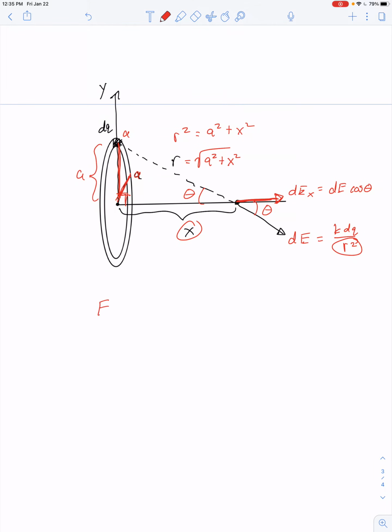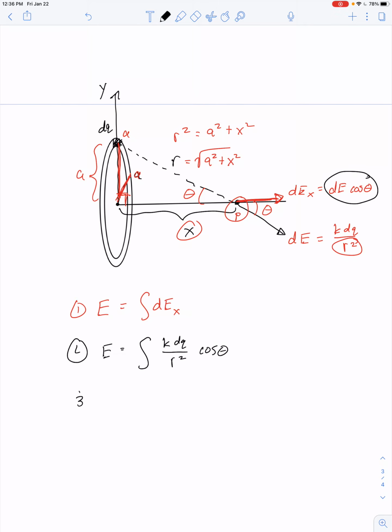So the total electric field at point P can be found by summing up all of the horizontal components of each contribution to the electric field. In step 2, we can say the total electric field is equal to the integral of dE cosine theta, or in other words, k dq over r squared cosine theta. Okay, we've got to make this calculus of a single variable.